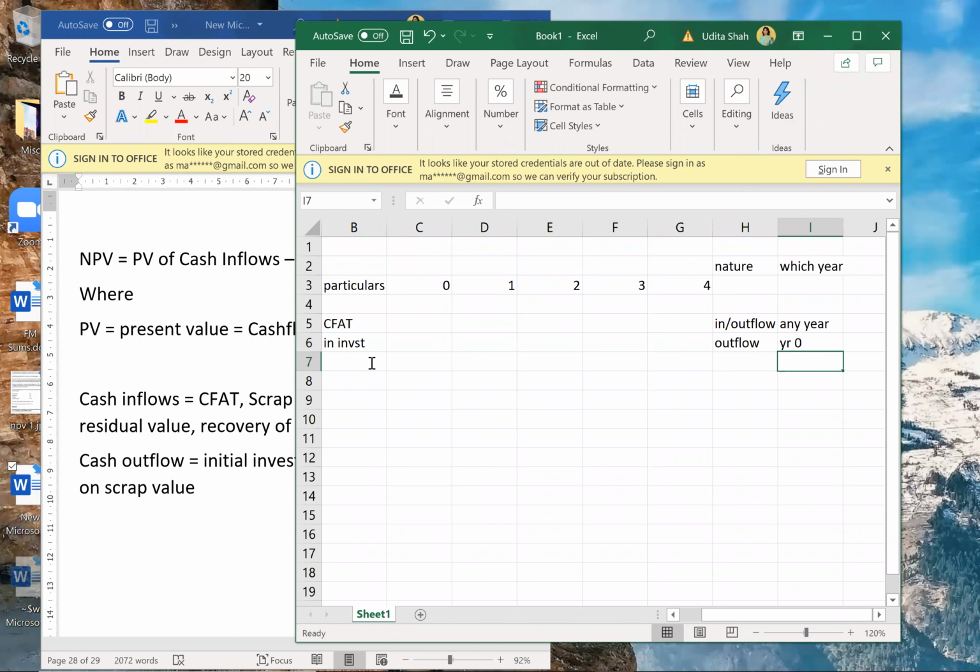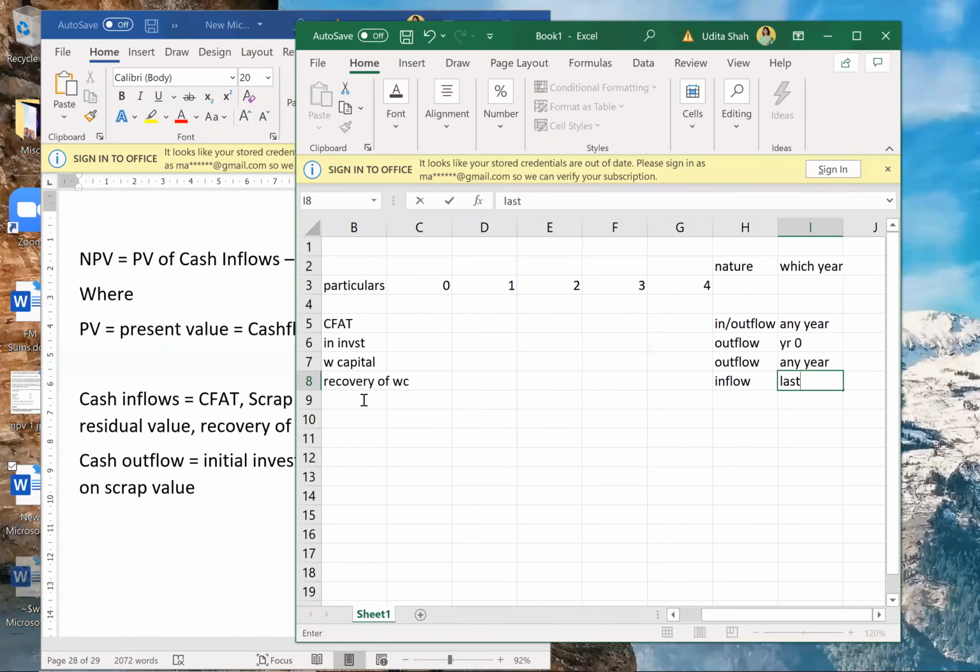Then comes our working capital. Working capital is always an outflow. Which year? Again, any year, depending upon the start of the year and the end of the year. We have done that sum also, when to take at the start of the year and when to take at the end of the year. Then comes your recovery of working capital. It will be an inflow, always in the last year.